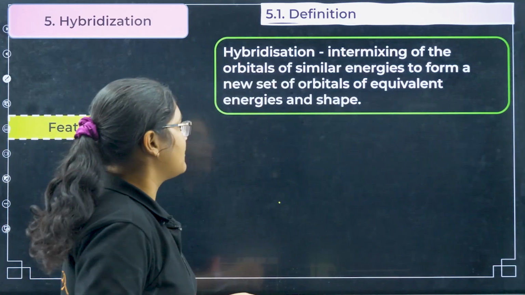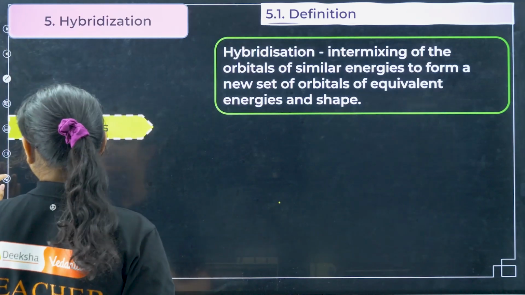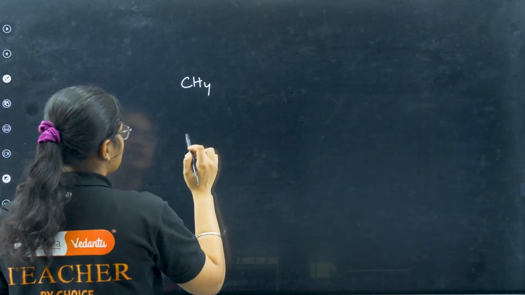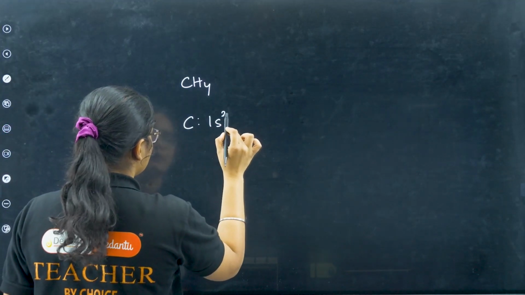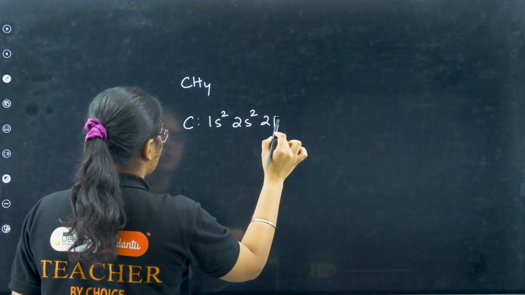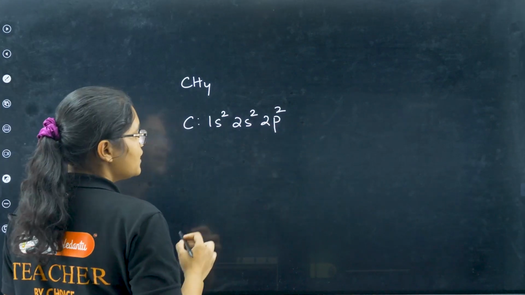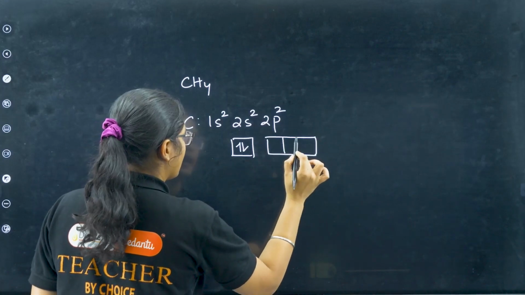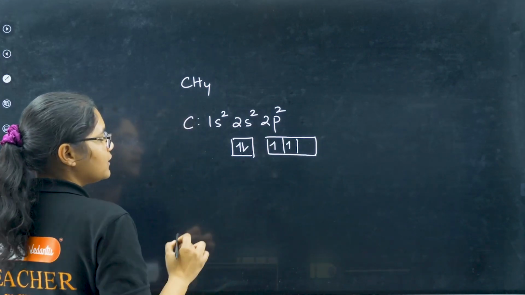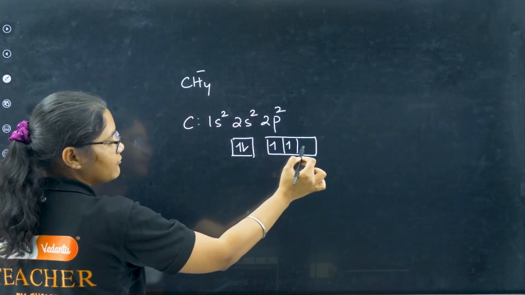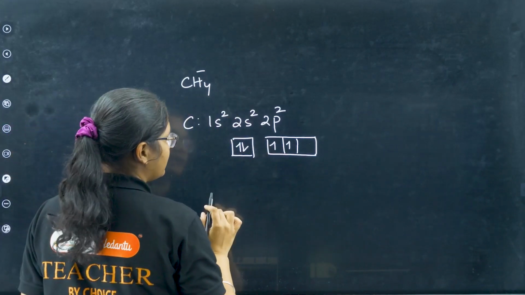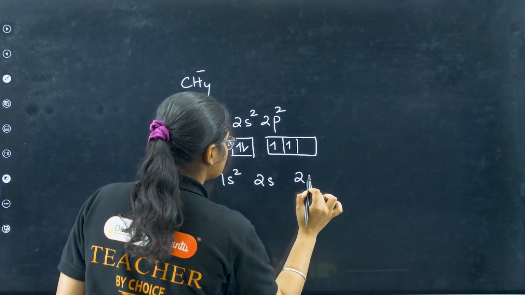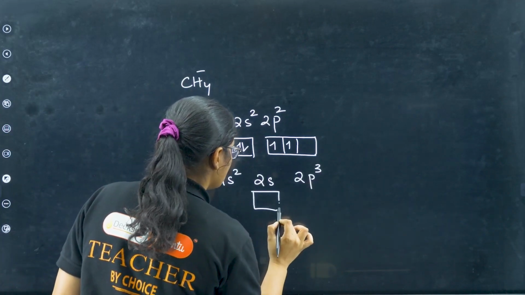Okay, now I will give you a small example. Suppose I have CH4. What is the electronic configuration of carbon? 1s2, 2s2, 2p2, right? So here I have 2s2, I can denote like this, and I have 2p2. For forming 4 bonds I need 4 unpaired electrons, right? But there are only 2 unpaired electrons, so there will be one excitation here and it will be 1s, 2s and 2p3. So it is like this.